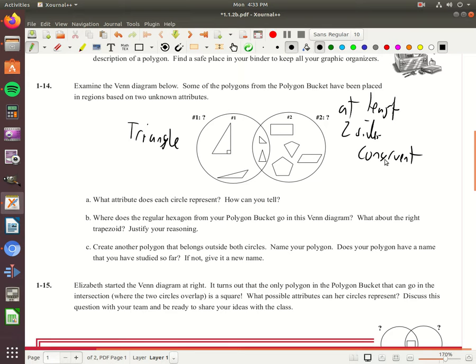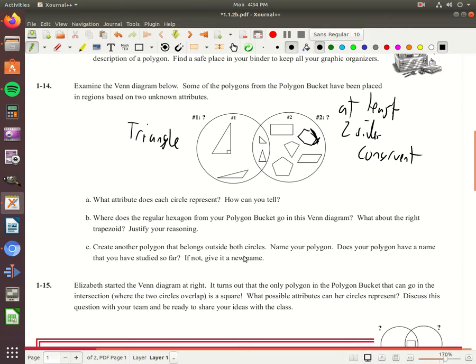I can't say 2 sides congruent because this has 5 sides congruent. And again, we can tell because that's just what this looks to be, right? So where does the regular hexagon from your polygon fit? Well, it's not a triangle. But all the side lengths are the same, so it has at least 2 sides. So I think it would go here. Our regular hexagon would go there. That looks like a fabulous regular hexagon, so I apologize for that. Just for our reasoning, again, it's not a triangle, so it can't go in one, but it does have at least 2 sides congruent. Now create another polygon that belongs outside of both circles.